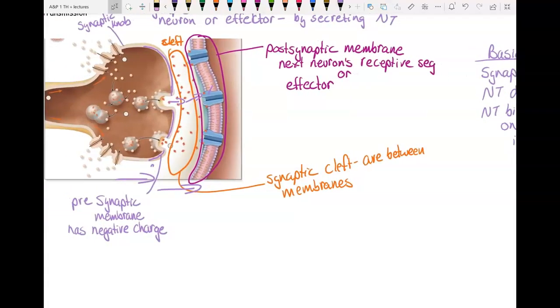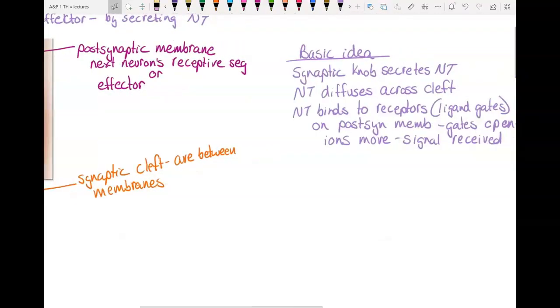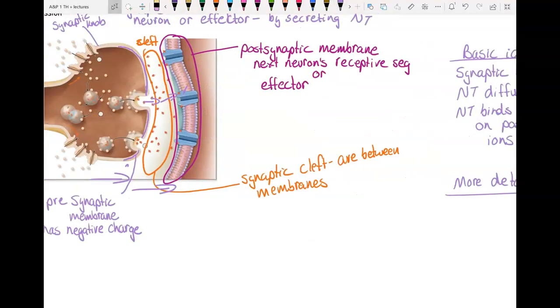Okay, now we can look at a little more detail of how this happens. The more detail is in the form of control. How do you control when you release neurotransmitter and when you don't?